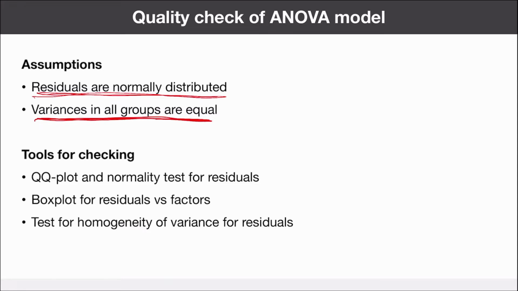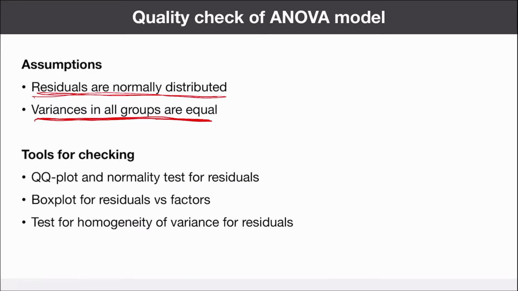And then there is a third assumption that I haven't written here: that all factors are independent. So it means that there is no confounding among the factors. So this is also important. Okay. Now, how to check these assumptions? How to check that your ANOVA model is indeed valid?